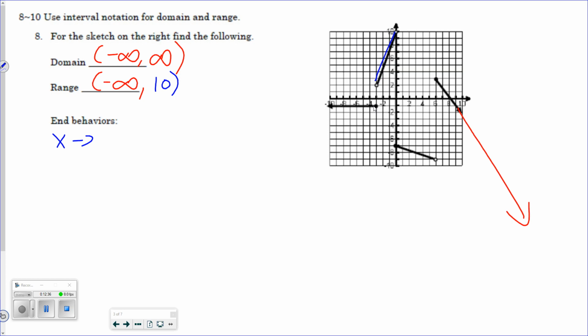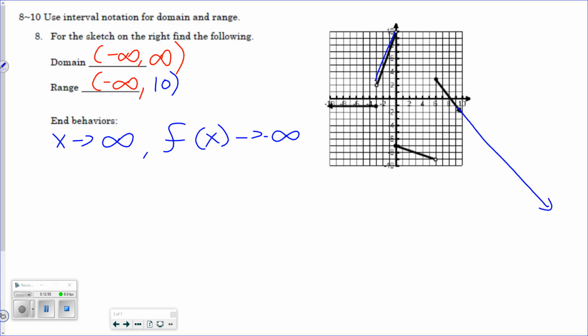So if I look at this graph right here, I go to the right and down forever. So I am going to one end of the graph. X does go to infinity. And as x goes to infinity, f of x I can see is going to negative infinity, right? As x is going to the right forever, the y's are going down forever, or as x increases without bound, y decreases without bound. So this is one statement that says as x goes to infinity, f of x goes to negative infinity.